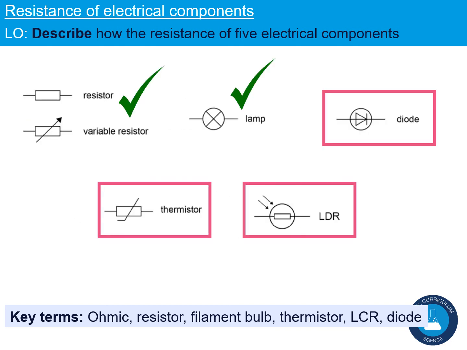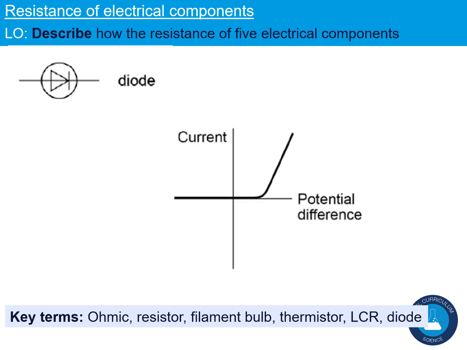So we have now looked at ohmic conductors. We have looked at a filament bulb or a lamp, and now we are going to look at the final 3 non-ohmic conductors, the diode, the thermistor, and the light-dependent resistor. So let us start with the diode. The diode is an unusual component in that it only lets current flow in one direction.